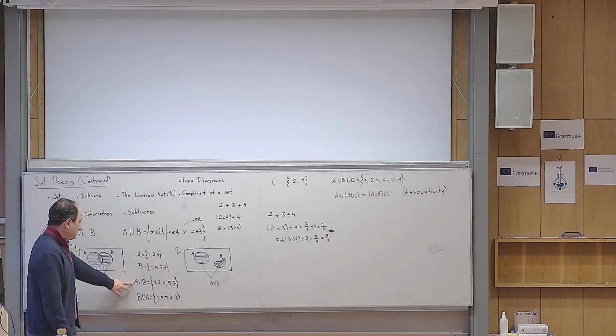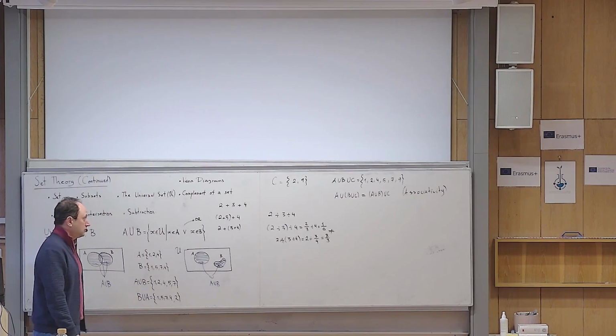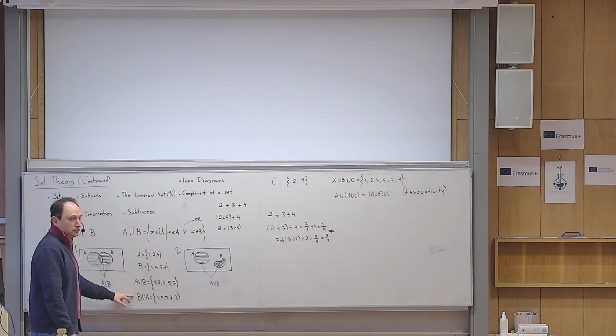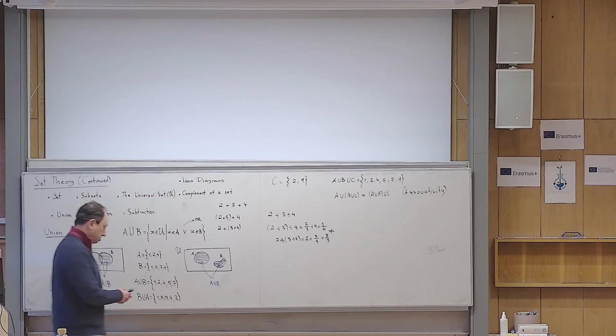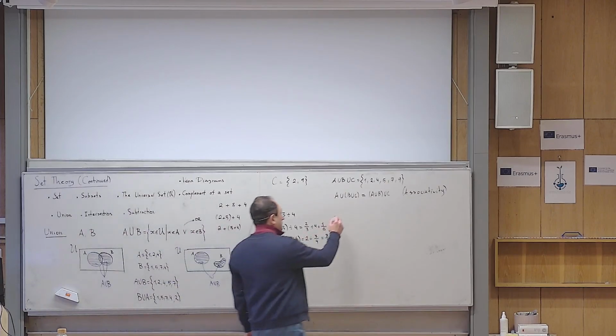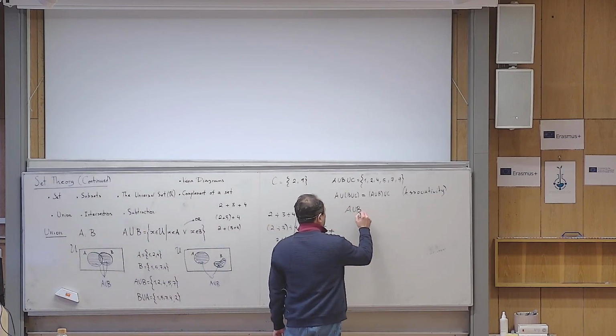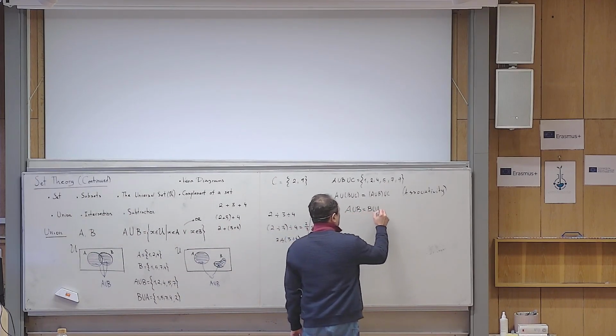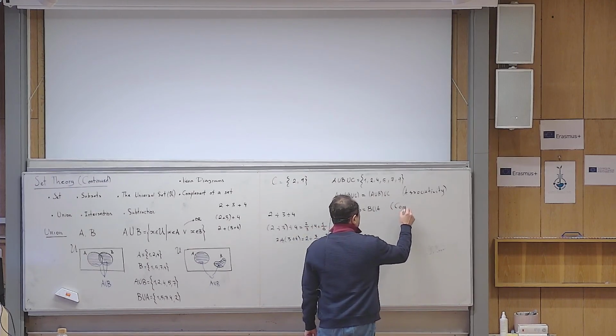And this one, that A union B is the same as B union A, is called commutativity. So A union B is equal to B union A. This is called commutativity.